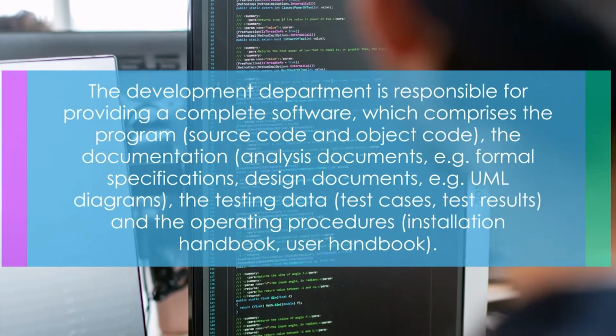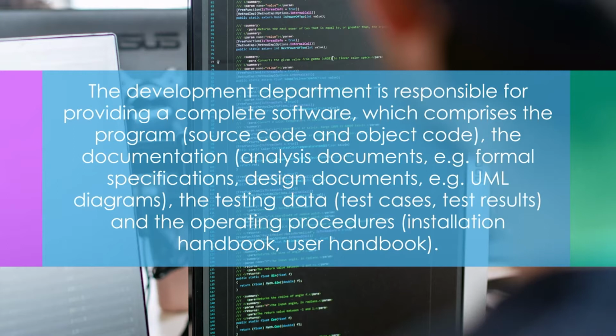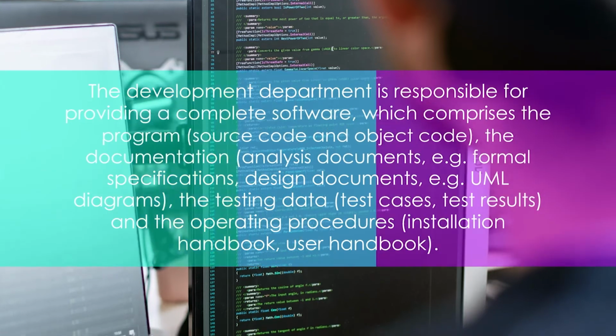The development department is responsible for providing a complete software which comprises the program, that is the source code and the object code, and the documentation. It consists of analysis documents, for example formal specifications, design documents, UML diagrams, testing data, etc. And the operating procedures, the installation handbook, user handbook, the manuals pertaining to the systems, etc.